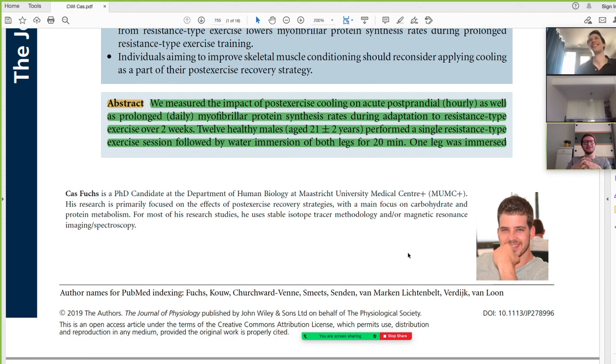So also good to mention is that the journal did not ask for a photo. Cas just sent it to them and asked to put it on. That's not true.